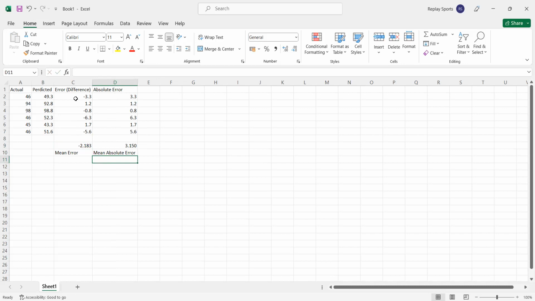So you found the error, then we did absolute. When you see something like mean absolute error, that means first you have done error, then you have done absolute, then you have done mean. So error, absolute, mean. So mean, absolute, error. This is what we have done, right? So this is one metric that we look at.